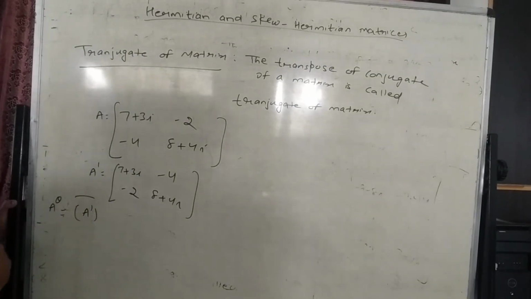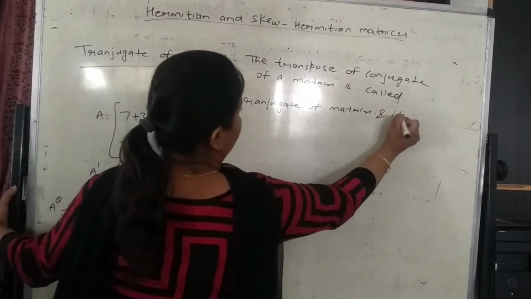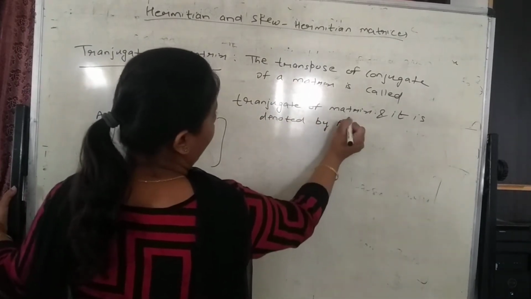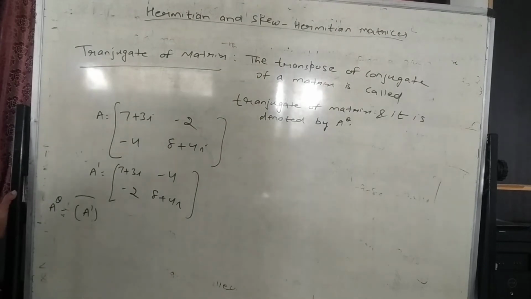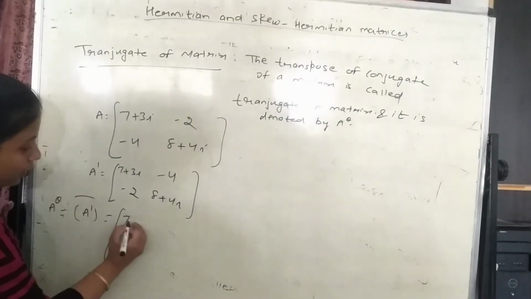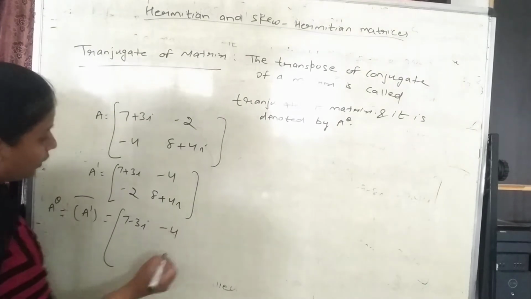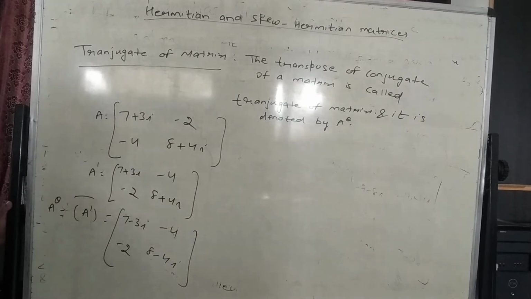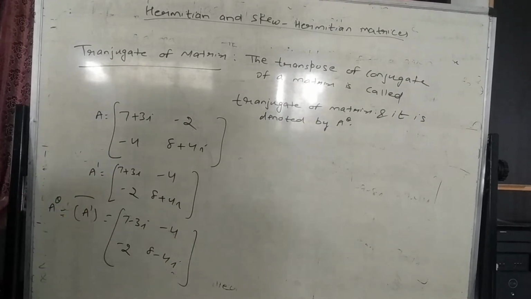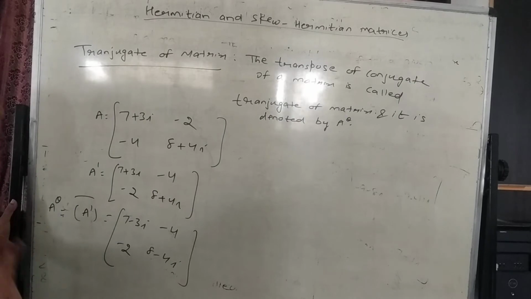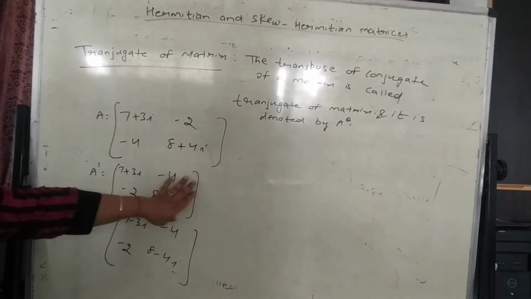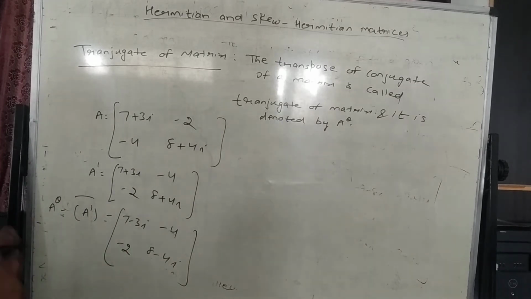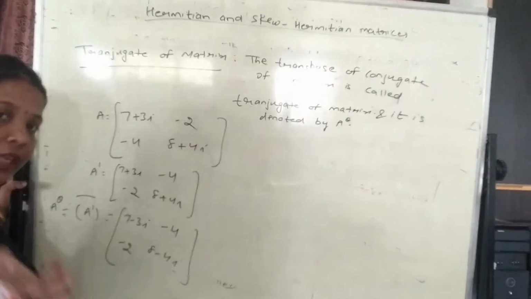It will be denoted by A theta. This is the notation of the conjugate transpose of a matrix. So here we will change the sign of the imaginary part. This is the transpose of the conjugate of a matrix. So what is the conjugate transpose of a matrix? Here we firstly apply the transpose, after that the conjugate on the same matrix, and it will become A theta. You can also apply firstly the conjugate and after that its transpose.